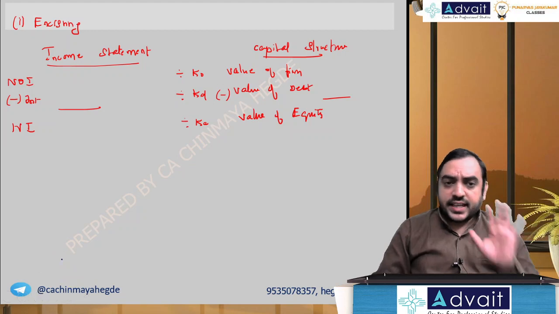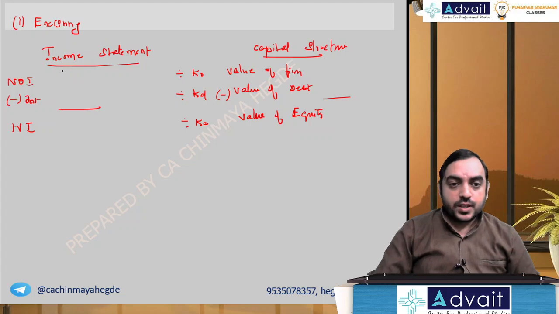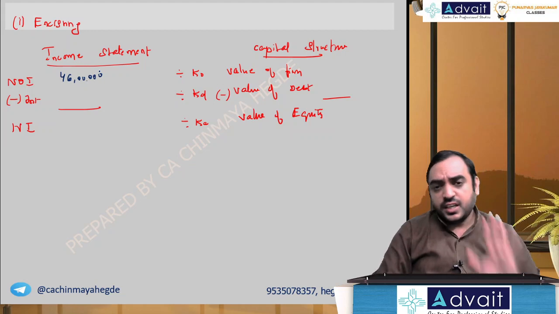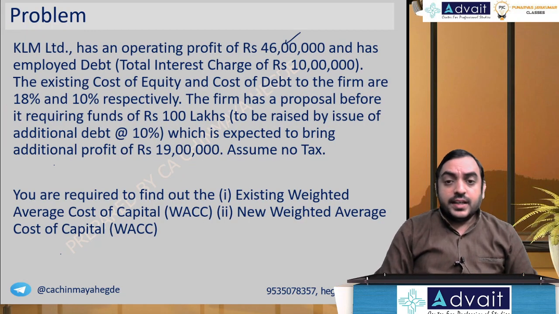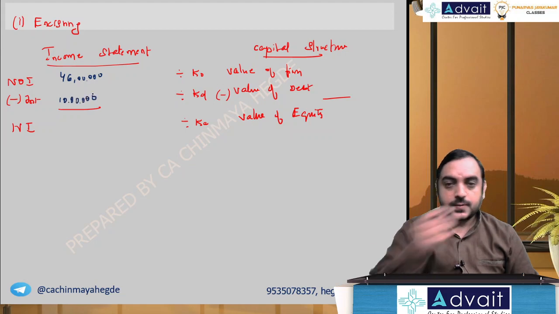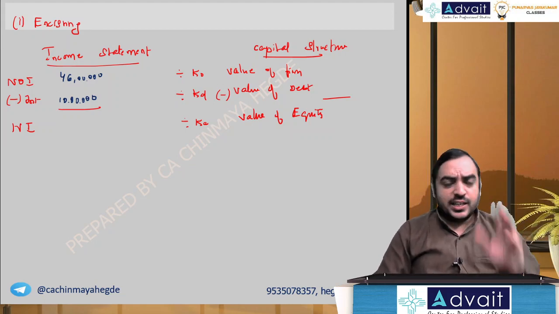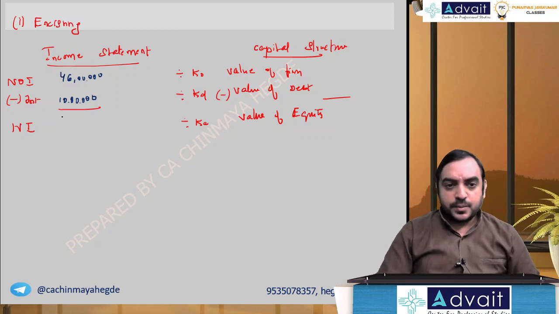Okay, let's write down the amounts available now. Has operating profit of 46 lakh. Okay, 46 lakh net operating income. Whatever is given, we have written it. Interest charge of 10 lakh. So 46 lakh net operating income, interest charge 10 lakh, net income I can calculate simply 36 lakh.